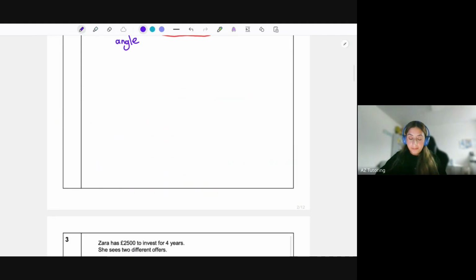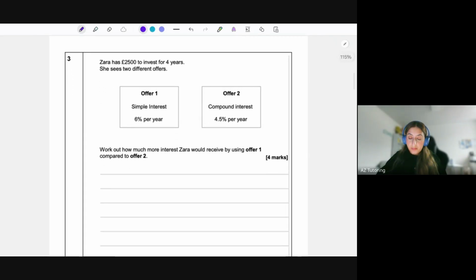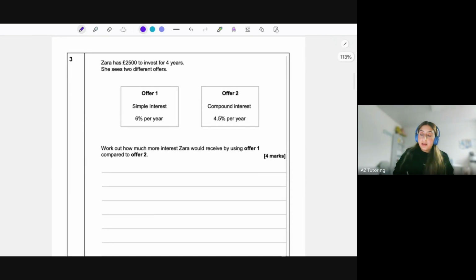Right, question 3. So this is a simple and a compound interest question, so it's got both in it. Zara invested 2,500 for 4 years. She sees two different offers. Offer 1 is simple interest at 6% per year. Offer 2 is compound interest at 4.5% per year. Work out how much more interest Zara would receive by using offer 1 compared to offer 2.